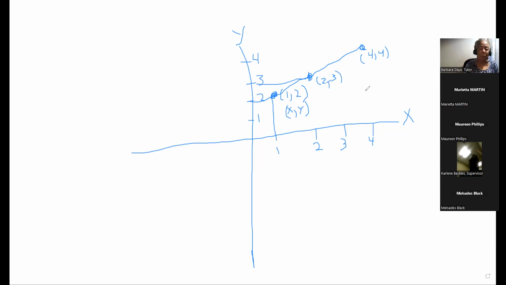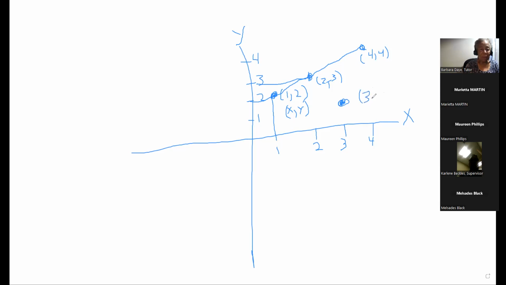Now, Mercedes, suppose I put a point right here. Now you tell me what is X and what is Y. There's a point right there. What is X? I put a point there. What is X? X is 3. Yes, you're right, 3, because that's the horizontal.